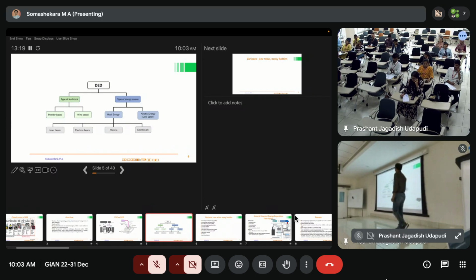And then we have the laser based, where you will be using different lasers for melting your powder or wire. And then you have electron beam based technologies, where you will be using an electron beam for melting powder or wire, right? And then you have another energy, basically kinetic energy, which is cold spray, where you can also use different cold spray techniques for depositing the layers, right? So these are the common DED variants that you will find.